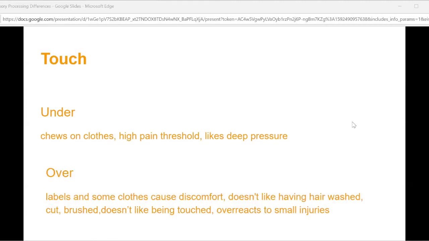And if they're oversensitive, then labels in clothes and the seams in clothes can sometimes cause discomfort. They might not like having things done to their hair, like it being washed or cut or brushed. They don't like being touched, especially light touch. They may prefer a deeper touch, but light touch they don't like, and that can be painful. I've known children react in a way as though somebody has really hurt them just because they've brushed past them, and that feeling is really quite uncomfortable for them.